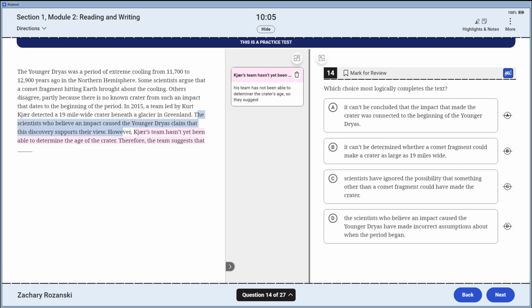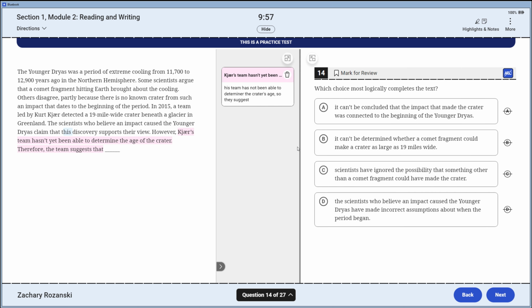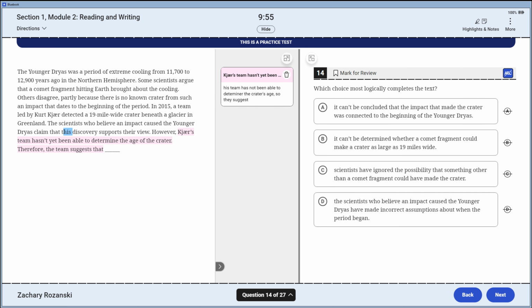The scientists who believe an impact caused the Younger Dryas claim that this discovery supports their view. This is screaming to kick me back one, but I don't want to get confused. Grounding myself on this: they're saying it supports their view. However, we can't tell the age. All right, so let me try to get some off the table, and then we're probably going to have to read more. It can't be concluded that the impact that made the crater was connected to the beginning.